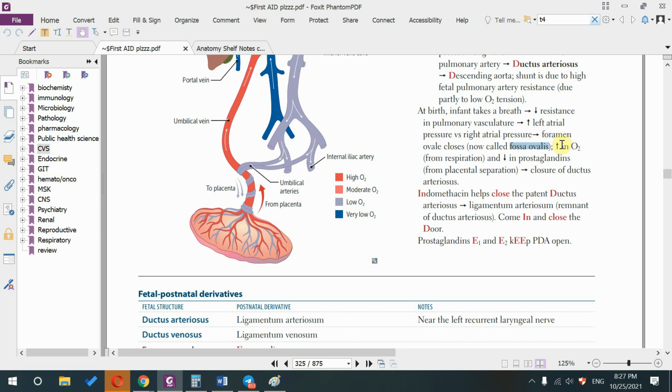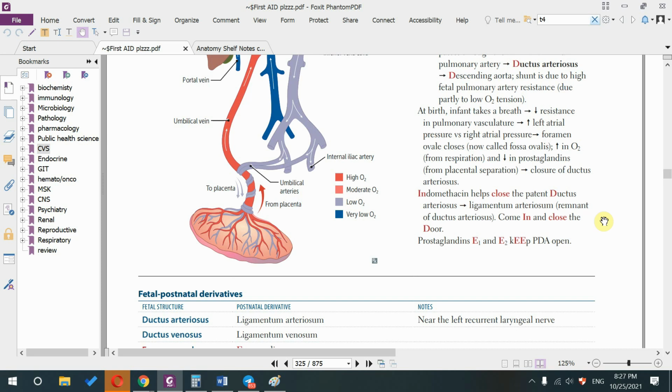So there will also be increased O2 from oxygenation and a decrease in the prostaglandins. Do you remember what these two things do? So why are prostaglandins decreased? Because normally what secretes them? The placenta. The placenta is out. So these two things, high oxygen and decreased prostaglandins, lead to closure of the ductus arteriosus.